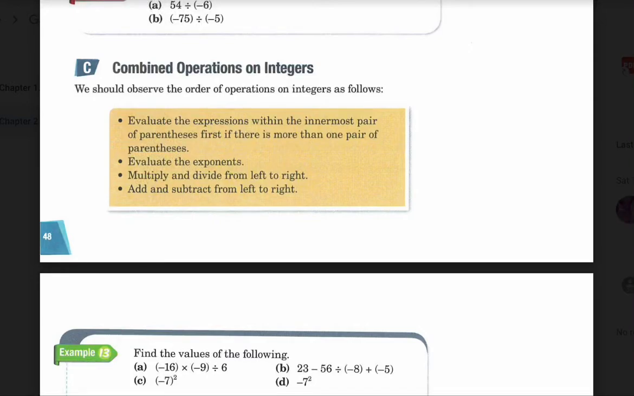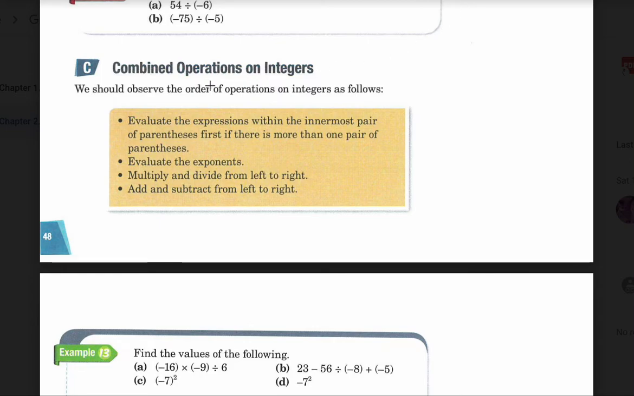Hi everyone, today we are talking about how to combine your operations when using your integers. So all that means is now we can give you problems that have addition, subtraction, multiplication, and division in them. You might have heard about these questions with the phrase order of operations, and it might make you think of something called PEMDAS. That's basically the same thing.